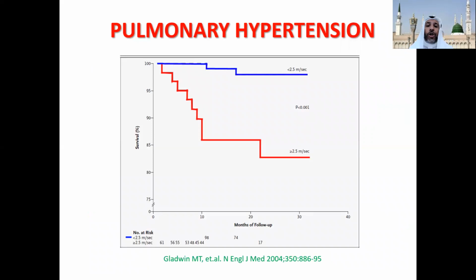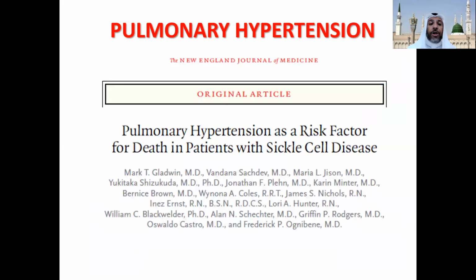This Kaplan-Meier curve showed the relationship with mortality. Those patients who have pulmonary hypertension carry a higher mortality rate than those patients who don't have pulmonary hypertension.